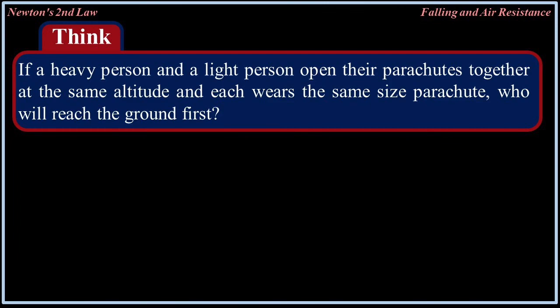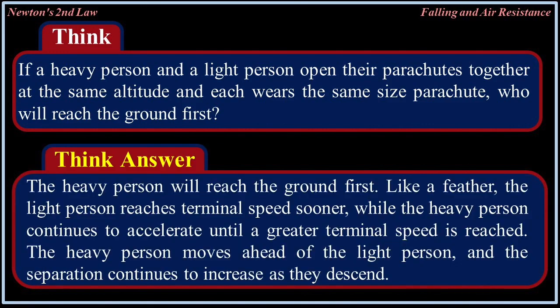Think. If a heavy person and a light person open their chutes together at the same time, and each wears the same size parachute, who will reach the ground first? The heavy person will reach the ground first. Like a feather, the light person reaches terminal speed sooner, while the heavy person continues to accelerate until a greater terminal speed is reached. The heavy person moves ahead of the light person, and the separation continues to increase as they descend.